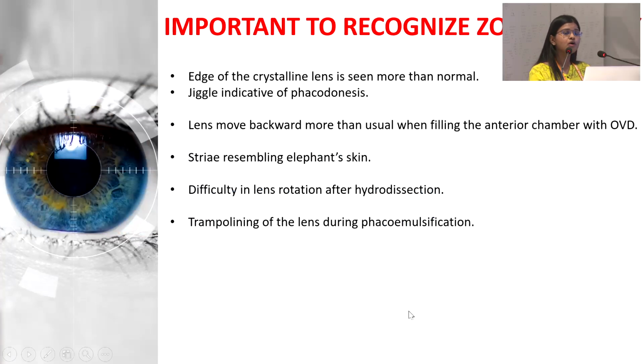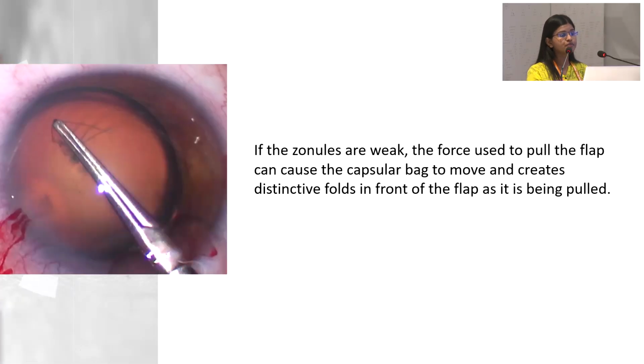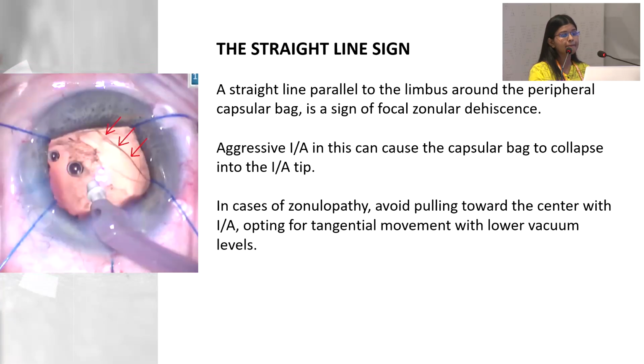So always you can assess if there is zonulopathy or not, but there are some signs which you will come to know intra-op only. Like the spider sign: when you pinch the anterior capsule, you find wrinkles on the anterior capsule. When you begin the rhexis, the bag might give you curved lines. Sometimes after you have done phaco, there might be a straight line sign that indicates a focal zonular dialysis. Obviously, in these cases, I will not go ahead with the toric IOL because they will rotate in post-op.